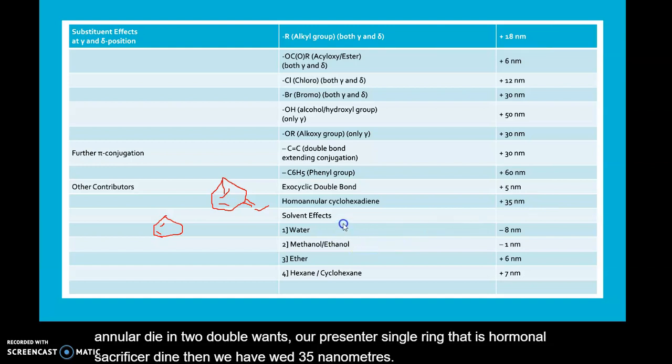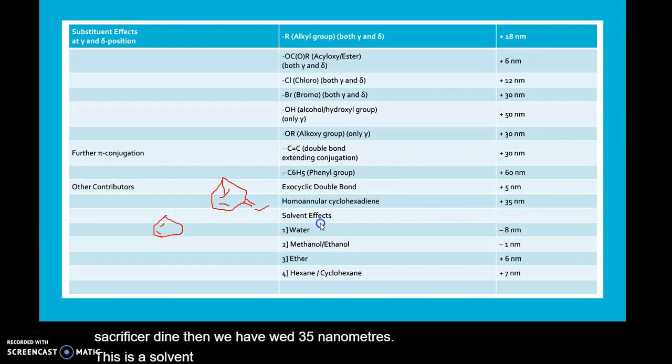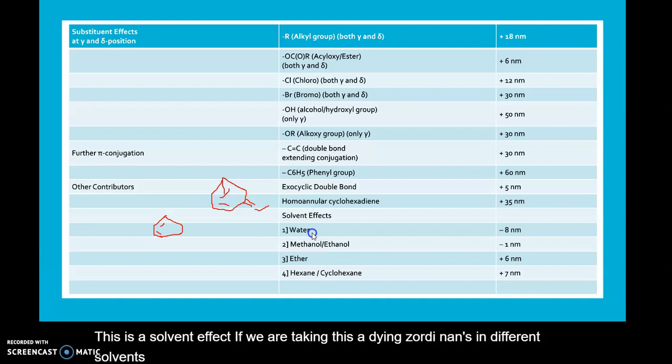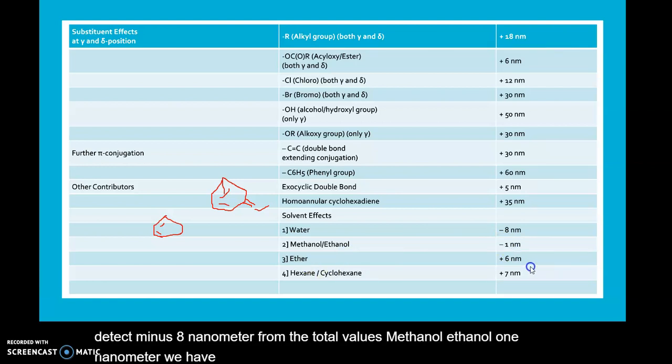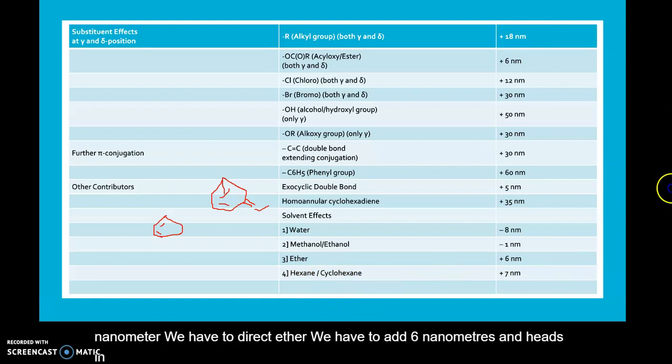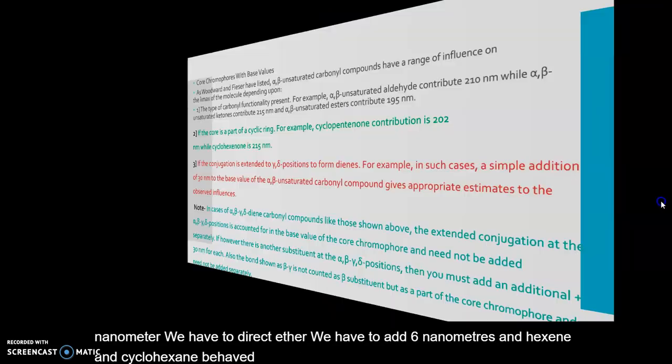This is a solvent effect. If we are taking these dienes or dienones in different solvents, while calculating the lambda max in the presence of water, we have to deduct 8 nanometer from the total value. Methanol, ethanol, 1 nanometer we have to deduct. Ether we have to add 6 nanometers, and hexane and cyclohexane we have to add 7 nanometers.